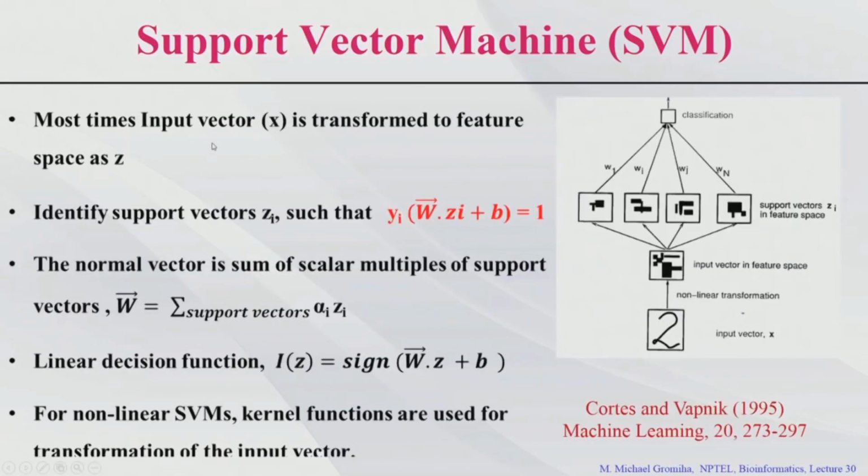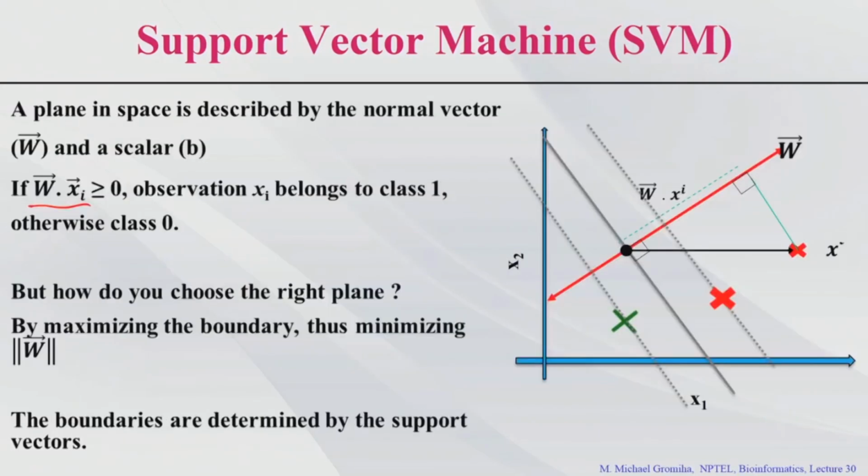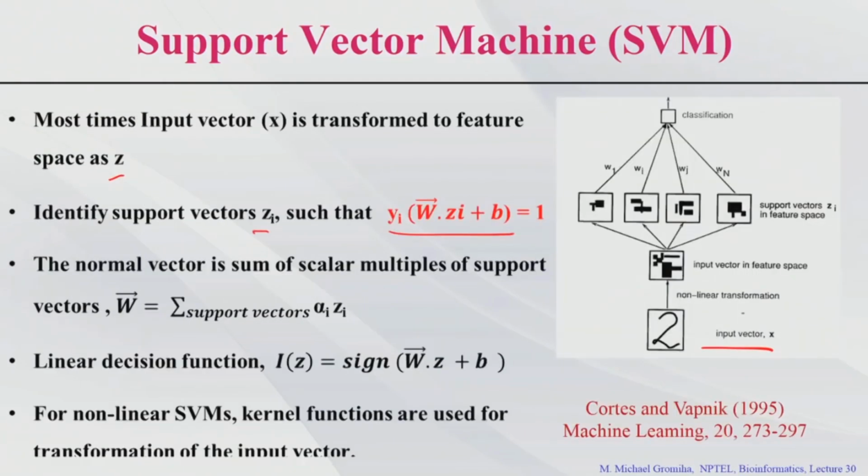So, how does it work? For example, many times the input vector is transformed to a feature space like z space. Then you can identify the support vectors z i in such a way that y i of w into z i, these are your support vectors, plus b, a constant, is equal to 1.